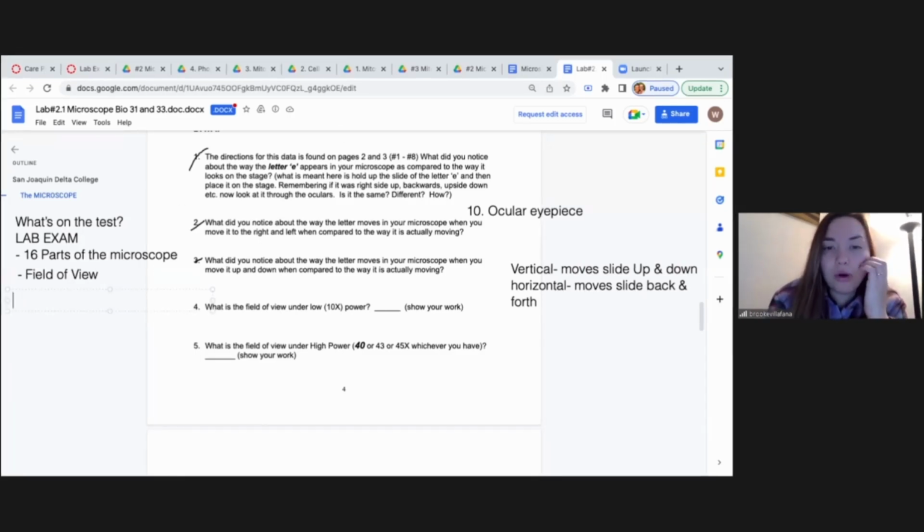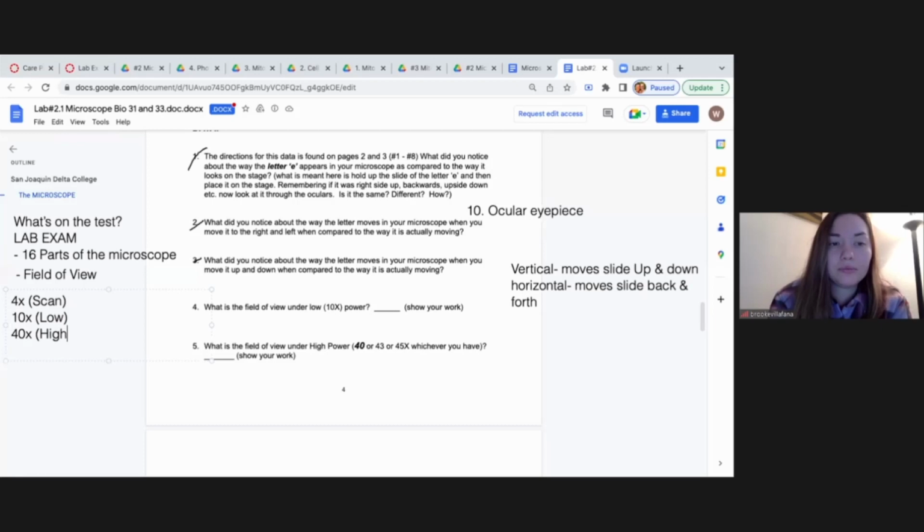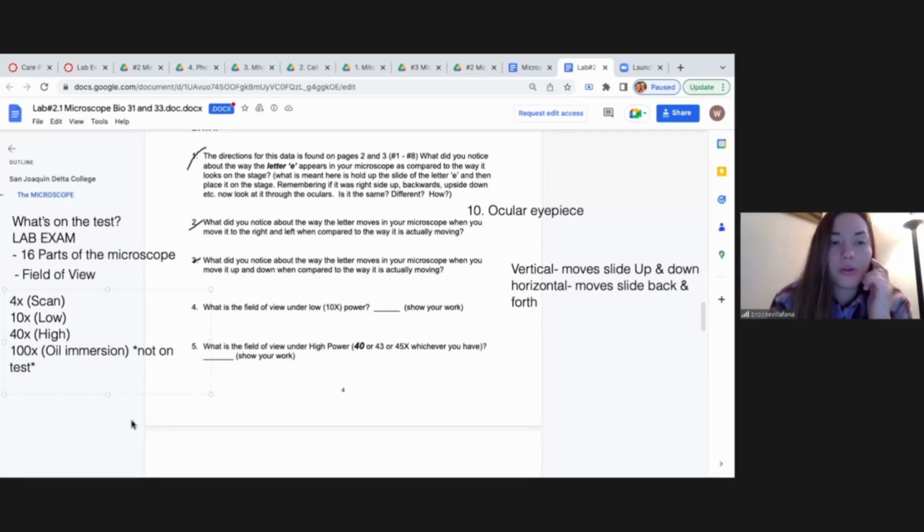So what is the field of view under low power? What is the field of view under high power? And then it'll also want us to answer what is the field of view under scanning. Scan, this is low, and then high. They also ask you for oil immersion. We'll do it just so you guys can see the math, but that won't be on the test. So oil immersion, not on test. The other 3 are the ones we'll use on the test, okay?